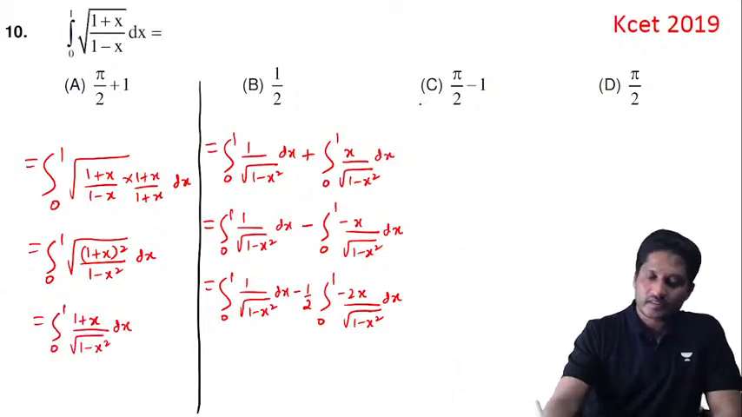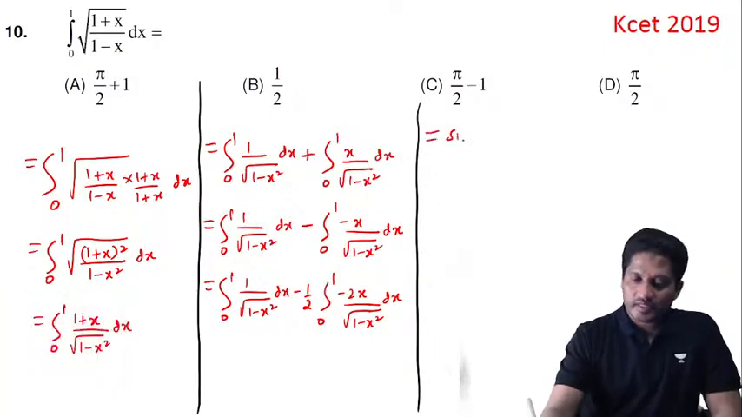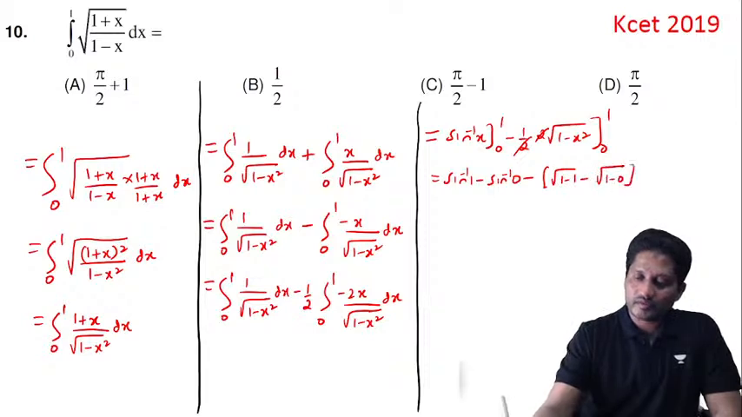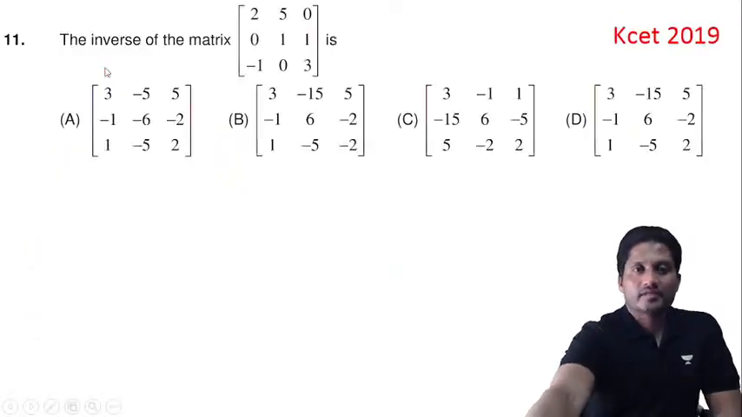Okay, now this can be written as integration of 1 by root of 1 minus x square, which is sine inverse of x between the limits 0 to 1, minus half times 2 root of 1 minus x square between the limits 0 to 1. Okay, now 2 and 2 cancel. Upper limit is sine inverse of 1, lower limit is sine inverse of 0. Upper limit is root of 1 minus 1, lower limit is root of 1 minus 0. Anyways, this is 0, this is 0. Sine inverse of 1 is pi by 2, this minus and minus is plus. You get pi by 2 plus 1. Answer is option A. Let's move to the next question.